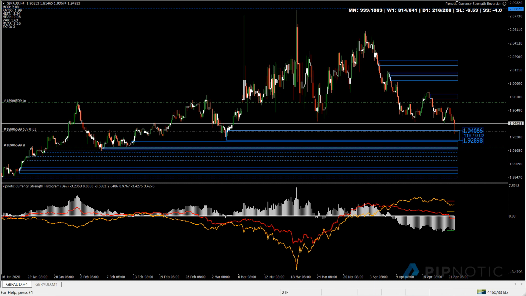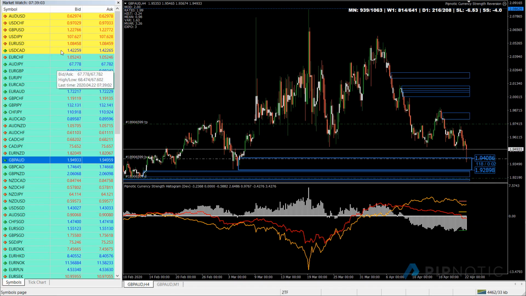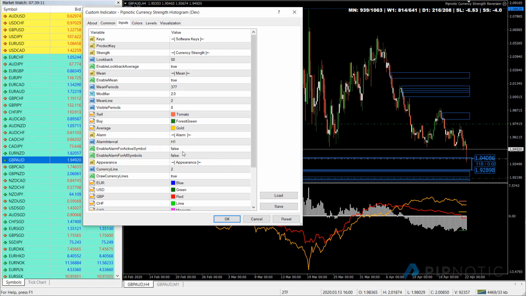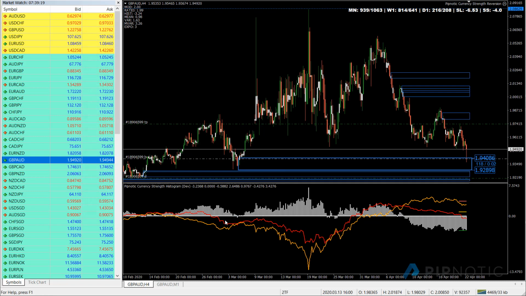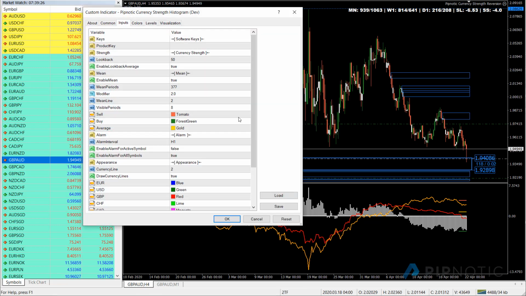Okay, let's find another example. Before I go on, that's how these things line up. You're taking the histogram, you're enabling the alarm. So enable alarm for all symbols. Let's set this to true and see what happens. Does anything happen? No. It's run its course.